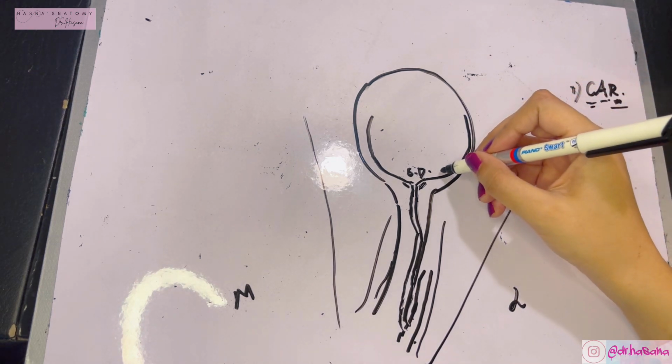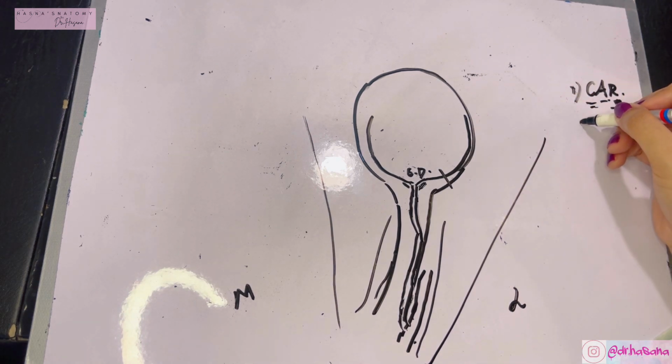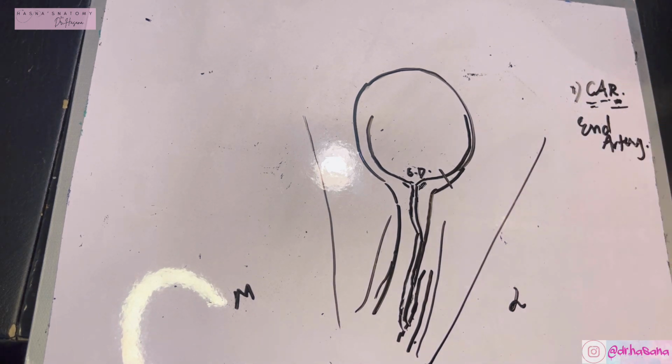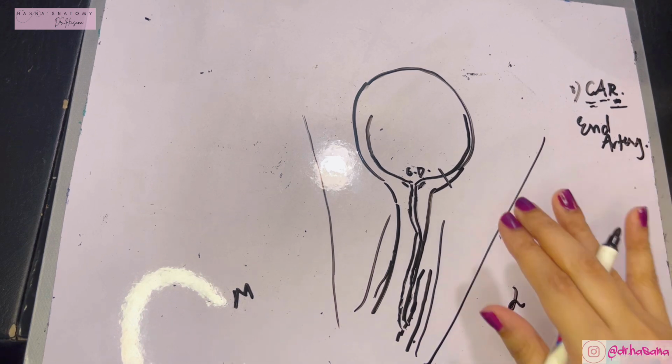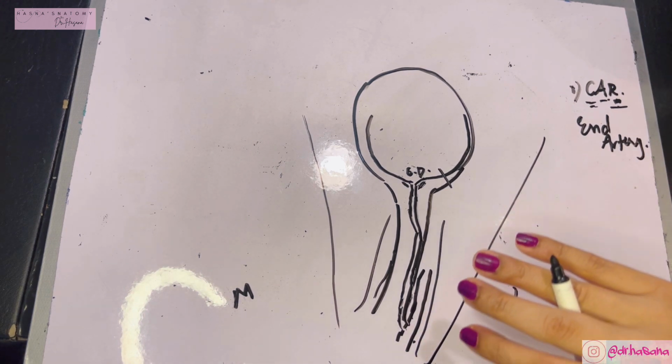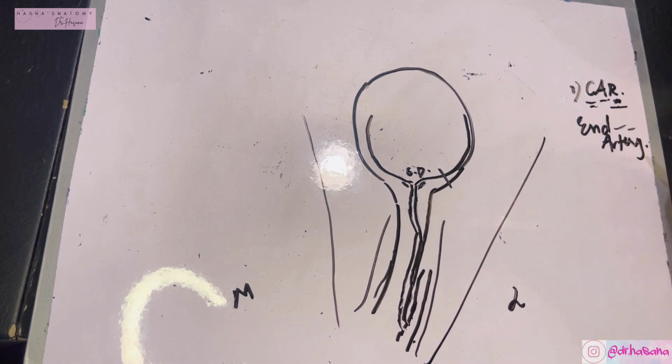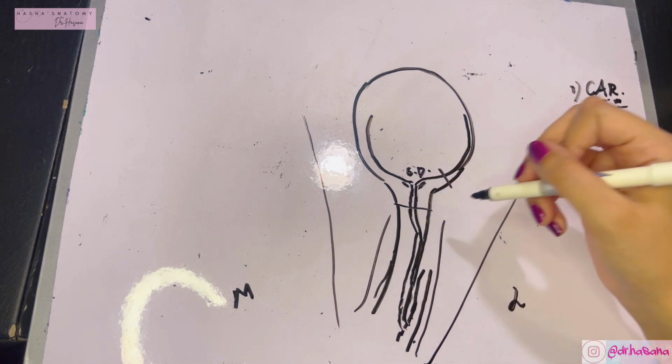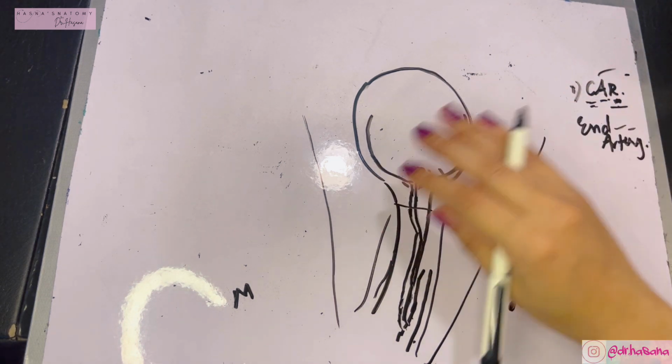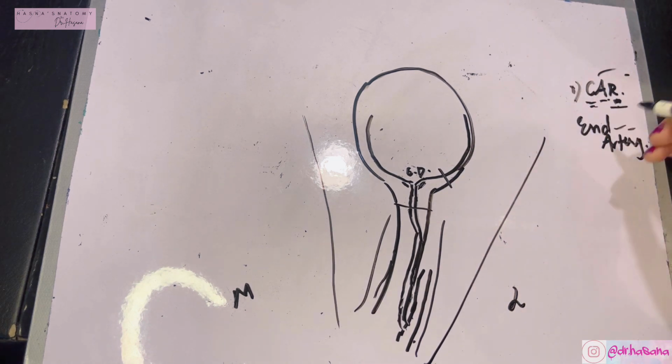Since the central artery of the retina is an end artery, which basically means an artery that is ending, there is no anastomosis or bypass route connected with the artery. Therefore, if any damage occurs to this central artery of the retina, there is no anastomosis to save it. Therefore, it will result in complete blindness.